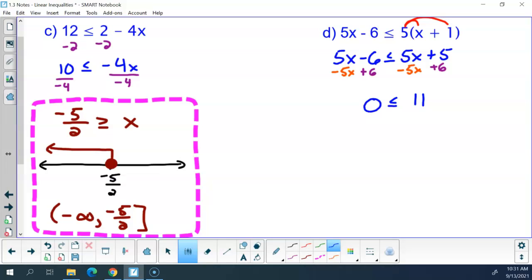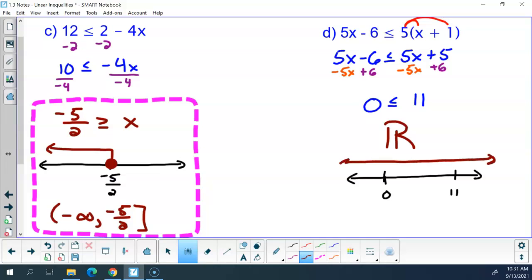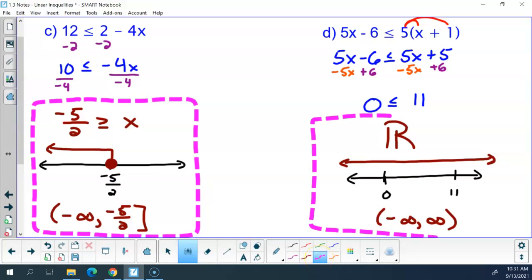Okay? So the answer here is all real numbers, and on a number line, you can put whatever numbers you want on there. If you want to put 0, if you want to put 11, because those are the two numbers in your problem, that's fine. But you just draw an arrow all the way across. That's the graph for all real numbers. The interval for all real numbers is from negative infinity to positive infinity. So that would be 3 different representations here.